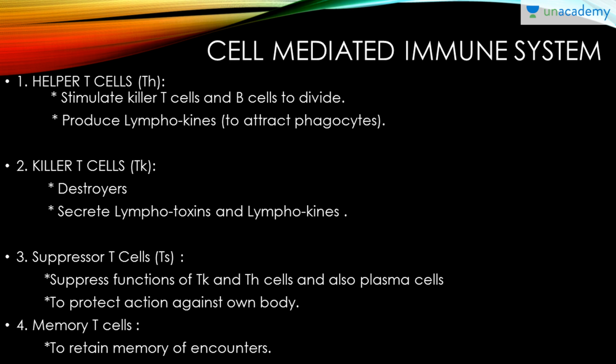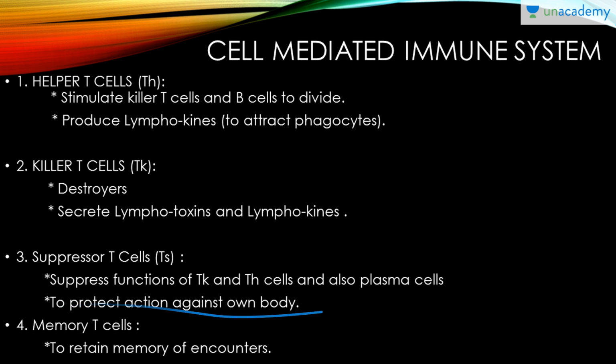Next, the very important suppressor T cells. The function of suppressor T cells is to suppress the activity of other cells of the immune system. Understand that. That is to protect against action against our own body. That is very, very important.